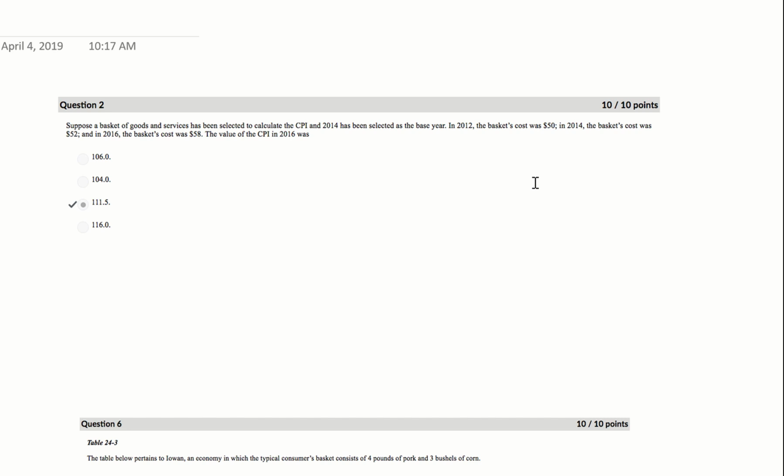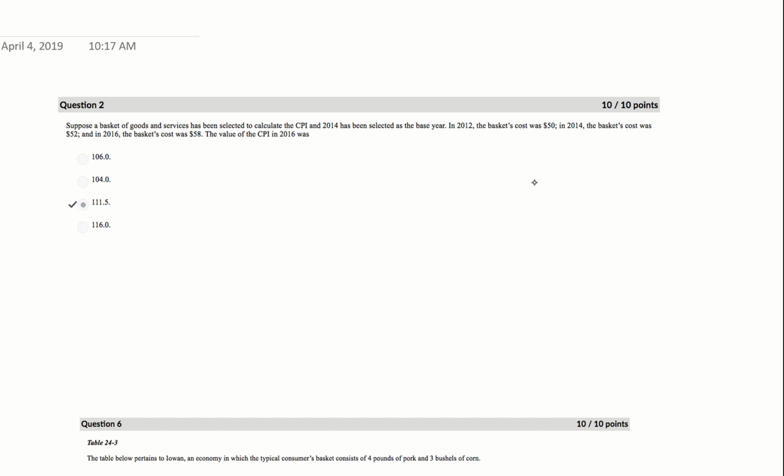Okay, all right. Suppose a basket of goods and services has been selected to calculate CPI, and 2014 has been selected as base year. In 2012, basket cost was 50. In 2014, basket cost was 52. 2016 basket cost was 58. So what's the CPI for 2016?